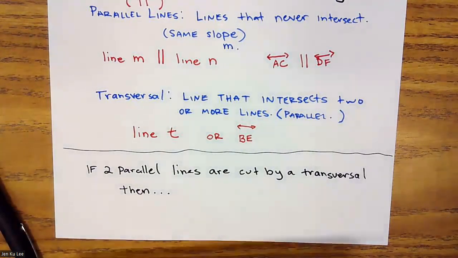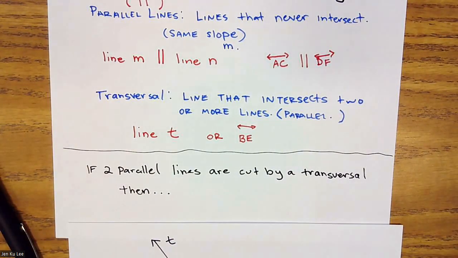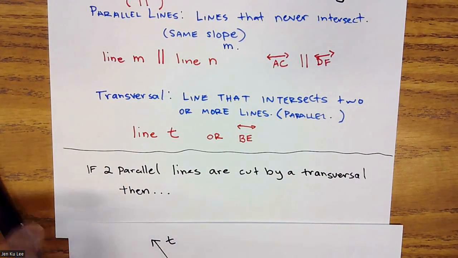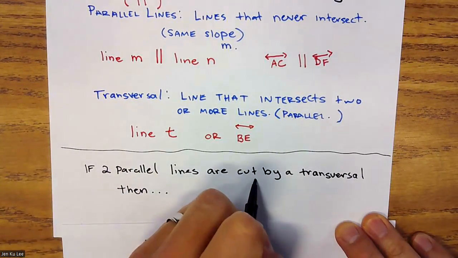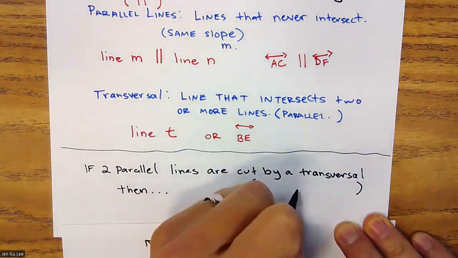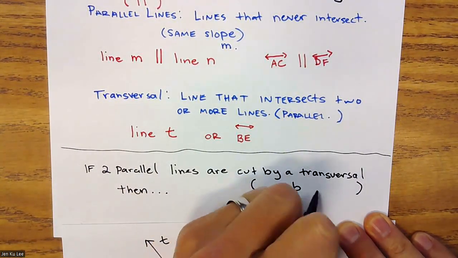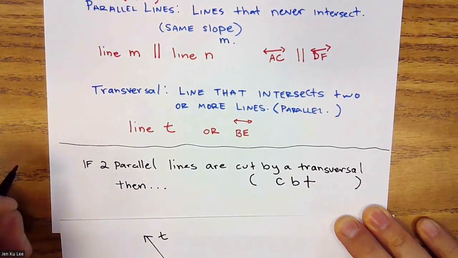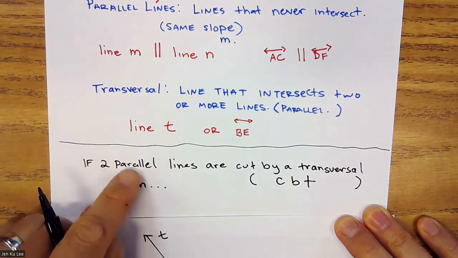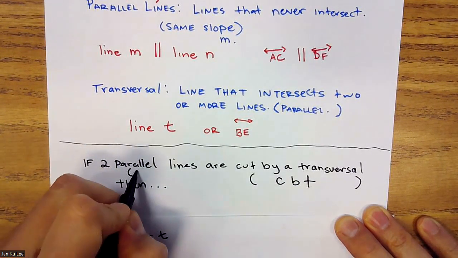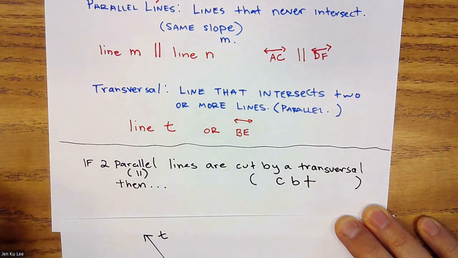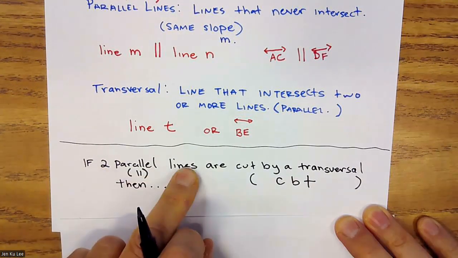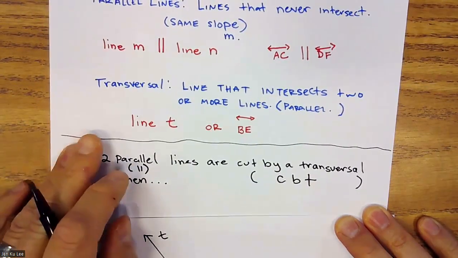So if two parallel lines are cut by a transversal, and some shorthand, I'm going to label "cut by transversal" as CBT, just to shorthand this. And I might put the parallel as the symbol. So if two parallel lines are cut by transversal, CBT.